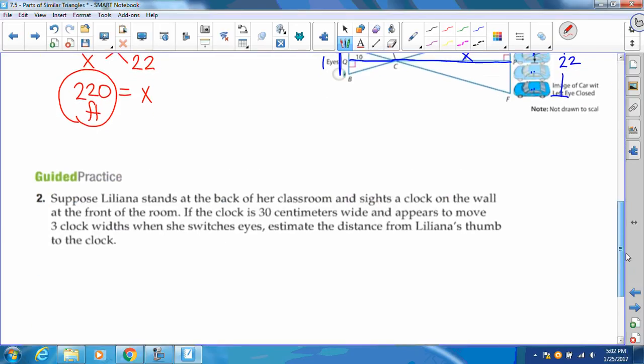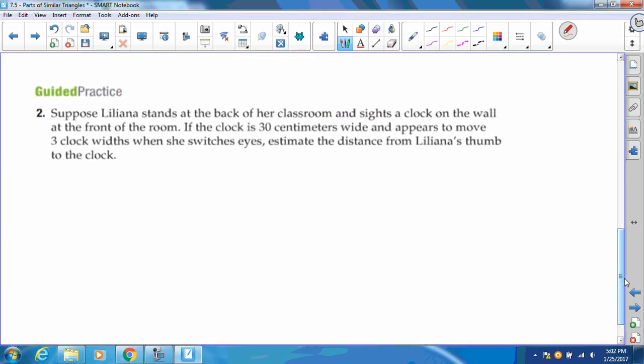Now we're going to do another one, and this one you'll be able to do the picture because you've seen it now. So suppose Liliana stands at the back of her classroom and sights a clock on the wall at the front of the room. If the clock is 30 centimeters wide and appears to move 3 clock widths when she switches eyes, estimate the distance from Liliana's thumb to the clock. Okay, so again, here are her eyes, right? Those are really far apart, clearly. And here's her thumb. They already told us that that length is 10, so we're going to let this length be 1.